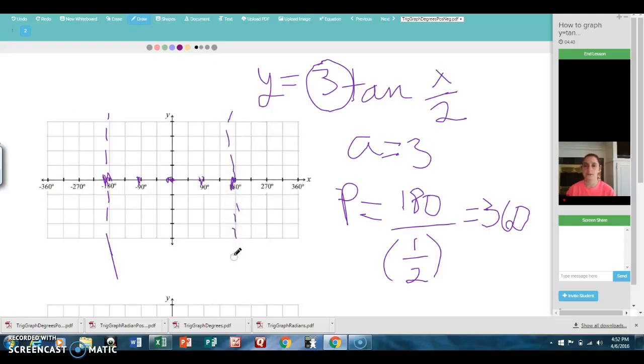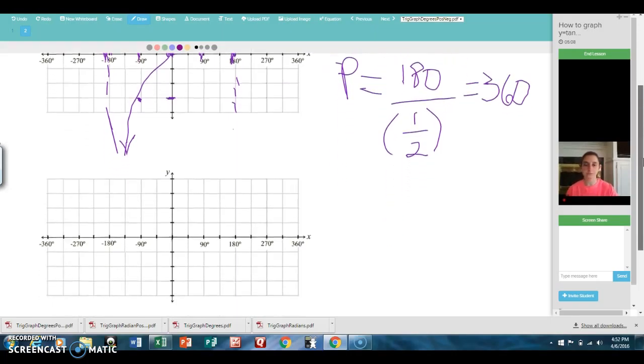And then at negative 90, I'm going to be at not negative 1 because that a value is 3. So it's going to put me all the way down here at negative 3. And the other one's going to go up here at positive 3. So even though we've got these changes to the A value and the B value, the general shape will remain the same. All right, let's do a transformation on cotangent now.